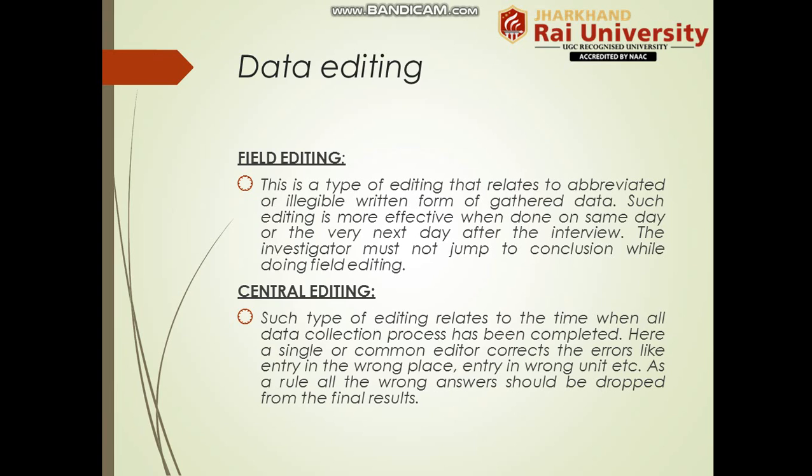The second one is central editing. This type of editing relates to the time when the entire data collection process has been completed, and in this process a single or common editor corrects the errors, like entering in the wrong place, entering in a wrong unit, etc. As a rule all the wrong answers should be dropped from the final results. So in central editing, once all the data is collected, only then is the editing done.